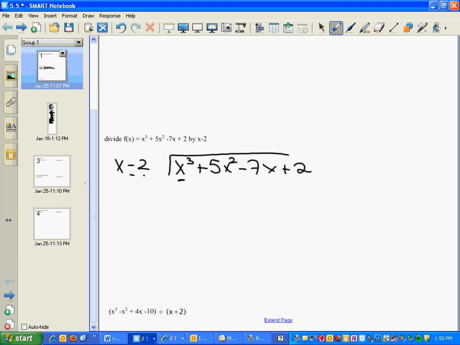So, what do I multiply x by to get x cubed? So we put it over the x squared term. What do you multiply x by to get x cubed? Okay, so we're going to put it over the x squared. And now we're going to FOIL. We're going to take this x squared and we're going to FOIL it into this x minus 2. And what do we get?